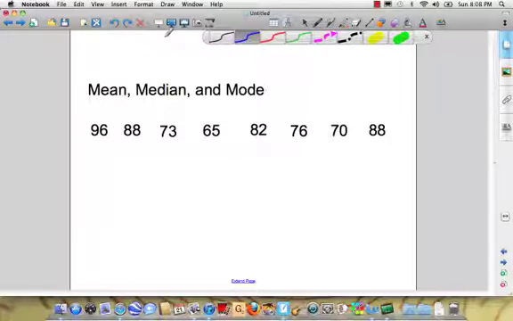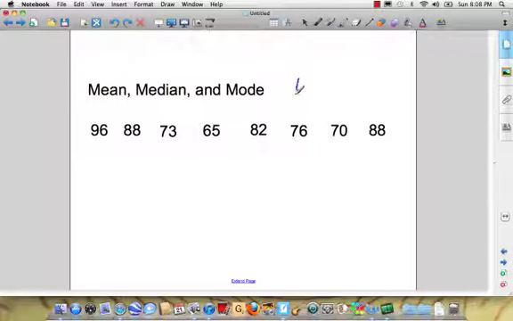Mode means the data point that occurs most frequently. In this particular example, let's scan the numbers for any repeats. Looking over the 8 numbers, you'll notice that 88 shows up twice. It's the only repeated value. So the mode of this data set is 88.